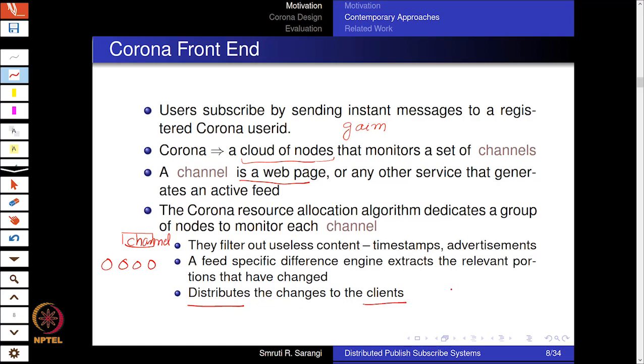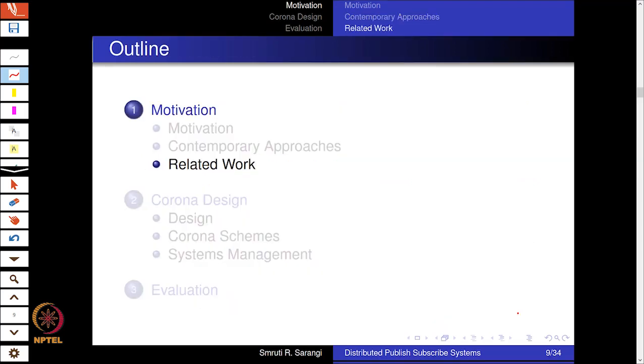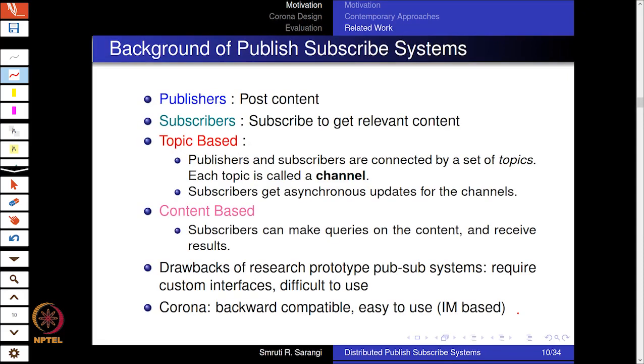So this is all that Corona does: it first polls the channel, it extracts the difference, and then it distributes the difference to the clients. So now we are well motivated. Let's look at a few of the solutions in related work. The solutions in related work go something like this.